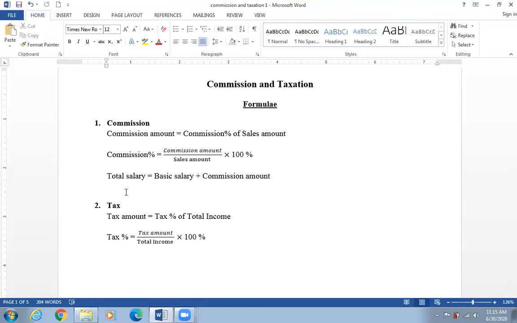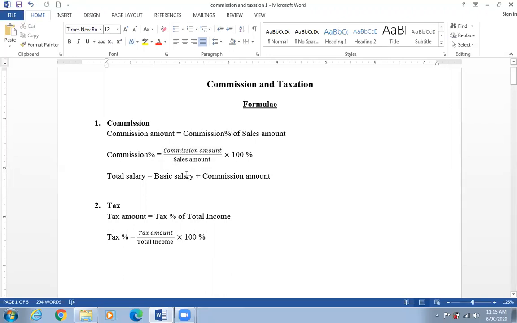Now if I sell more amount, the more I sell, I'll get commission also. 20,000 is my basic salary, plus commission amount. How much do I sell? 20 lakhs I sold or 30 lakhs I sold. The more I sell, the more commission amount. So if I sell 5 lakhs rupees, then what is the commission on 5 lakhs? 5,000 commission. So I'll get 5,000 as commission.